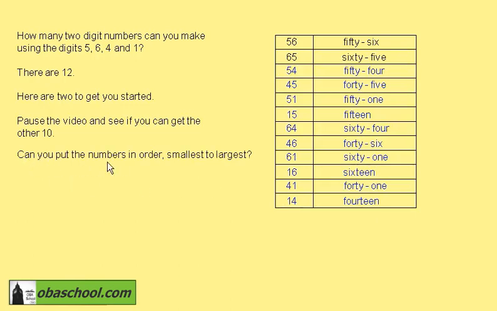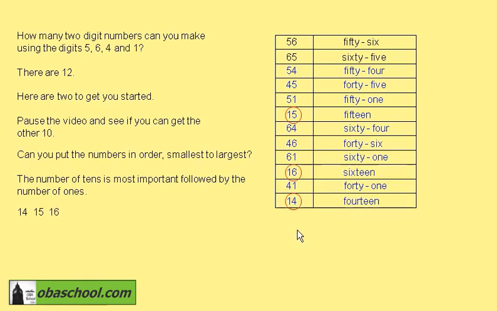Can you put the numbers in order, smallest to largest? The number of tens is most important, followed by the number of ones. Try this now, and when you restart the video, I'll go through the answers. These 3 must come first, as they've got the lowest number of tens. When we then compare the ones, 14, then 15, then 16. So 14, 15, 16.